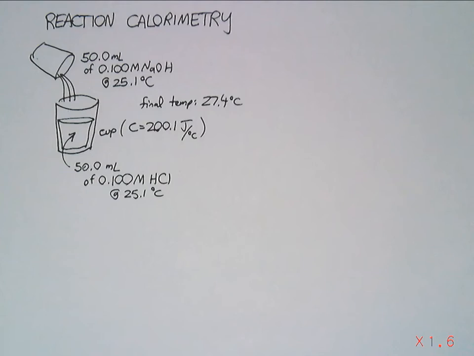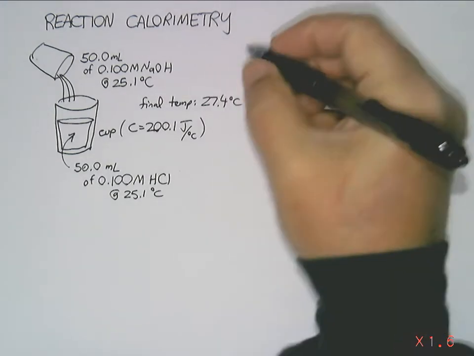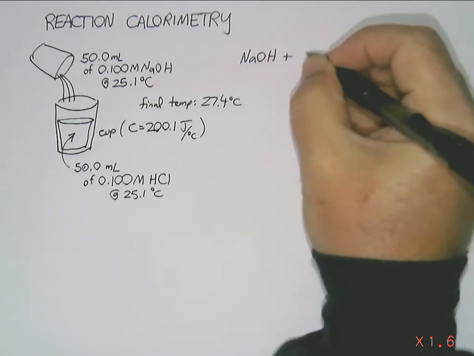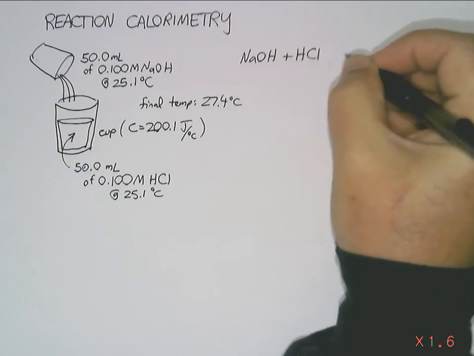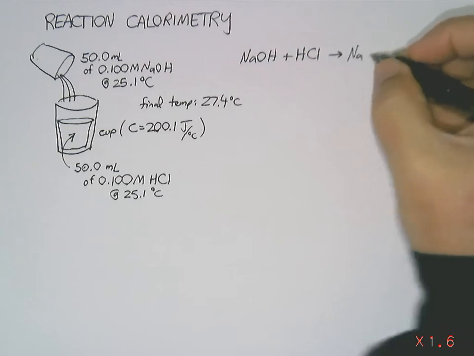Once we can set up a heat conservation equation, we're in a position to look at an experiment that is going to determine how much energy a chemical change releases or absorbs. For example, suppose I've got an acid-base reaction. Here I've got some sodium hydroxide that's going to react with some HCl. And we know how to complete that equation.